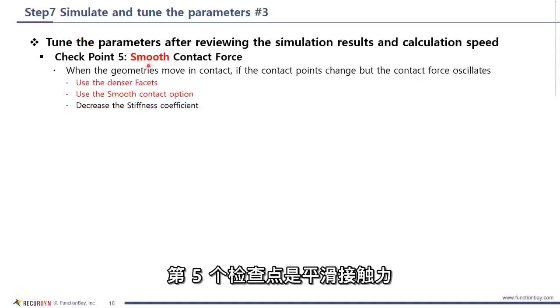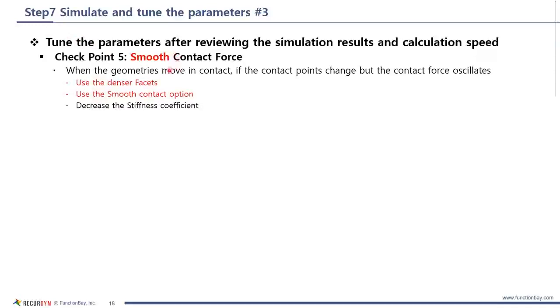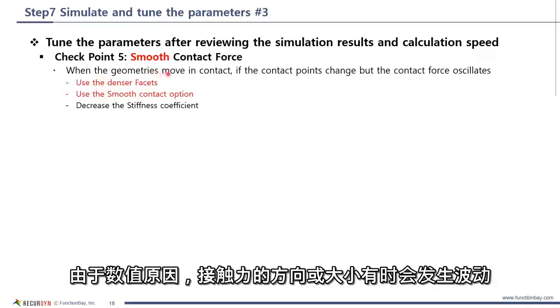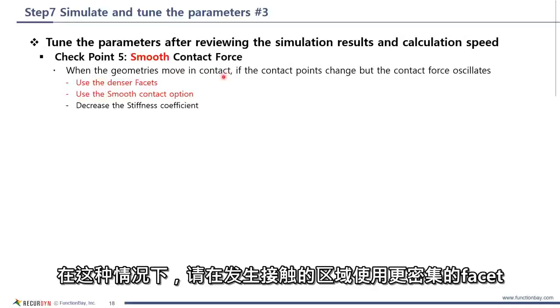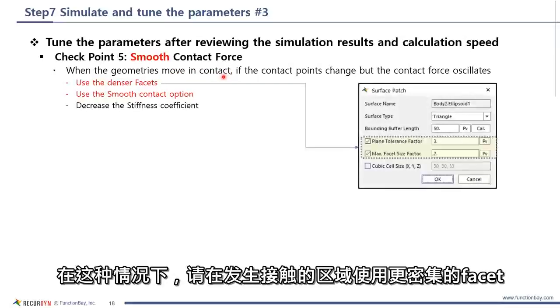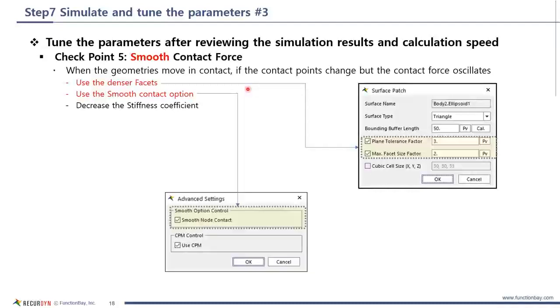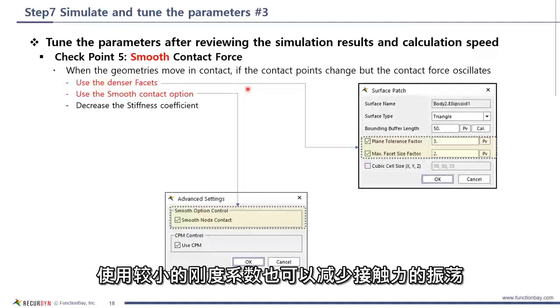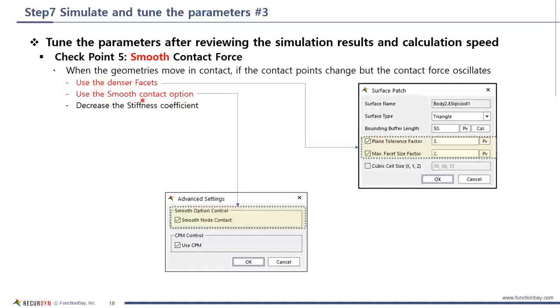This checkpoint is smooth contact force. The direction or the magnitude of the contact force sometimes oscillates because of numerical reasons. In that case, use denser facets in the area where the contact occurs or use the smooth contact option. Using a smaller stiffness coefficient also can reduce the oscillation of the contact force.